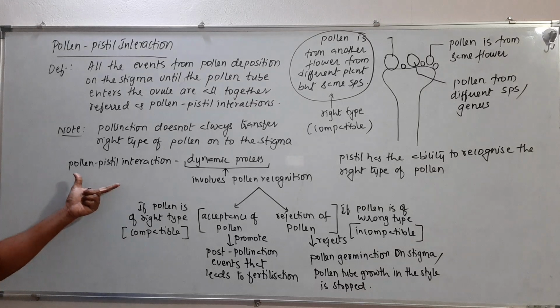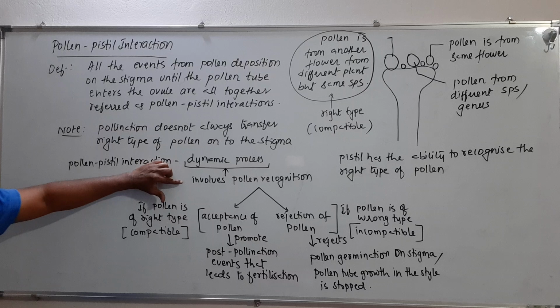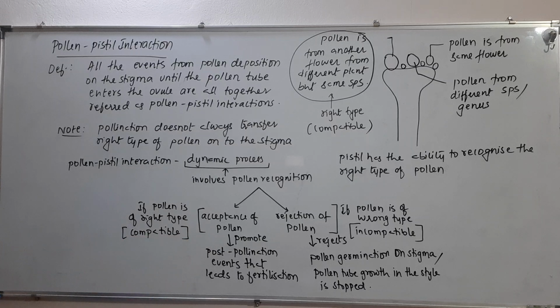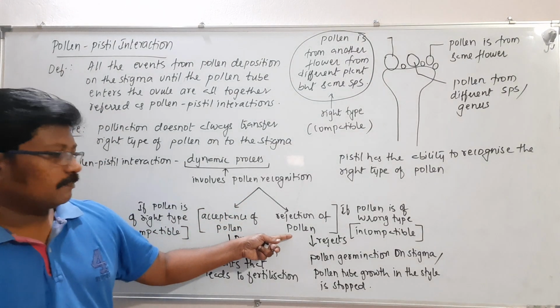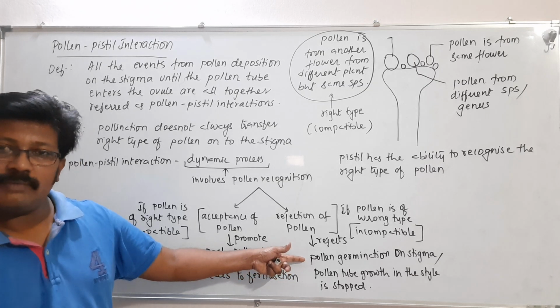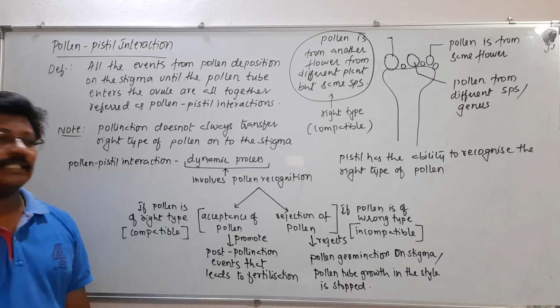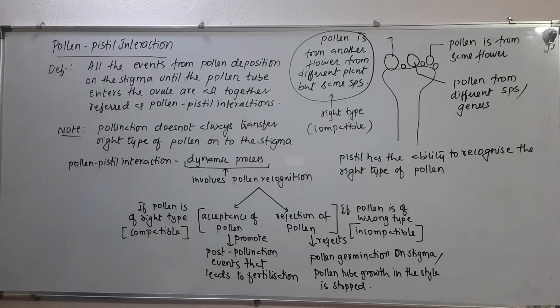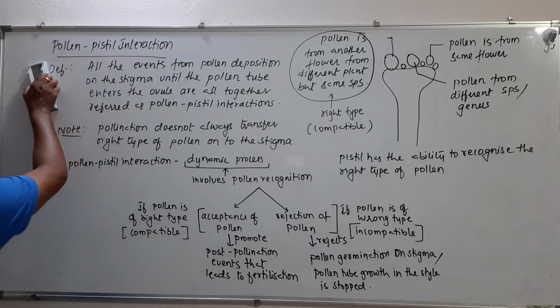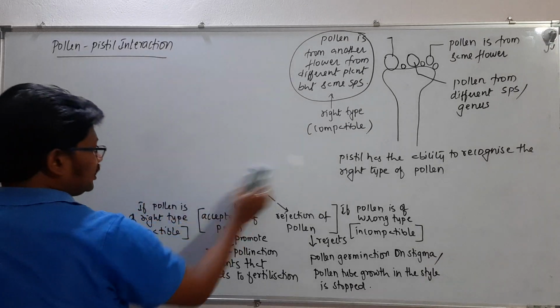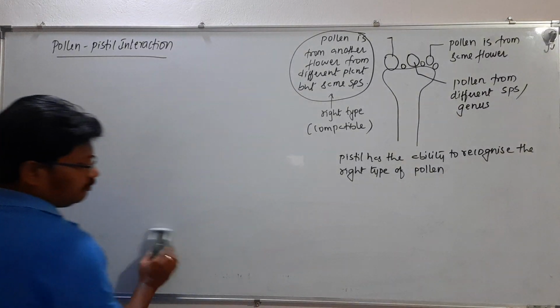So this is the pollen pistil interaction, which I call a dynamic process, and this involves pollen recognition. After the pollen recognition, that is followed by the acceptance of the pollen. If it is the case, then it will promote post pollination events that will lead to fertilization. This will happen if the pollen is of the right type, that is compatible. And the pollen may get rejected at the time of pollen germination on the stigma or the pollen tube growth in the style. This happens if the pollen is of the wrong type, that is incompatible. This acceptance or rejection depends upon the interaction between the pollen and the pistil.